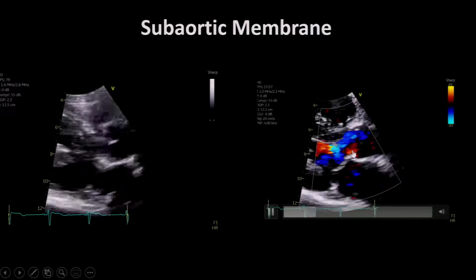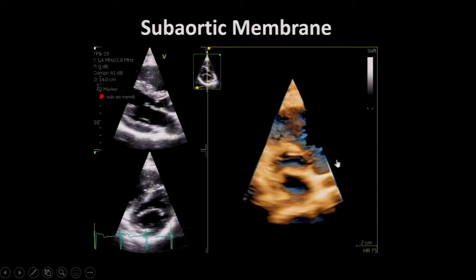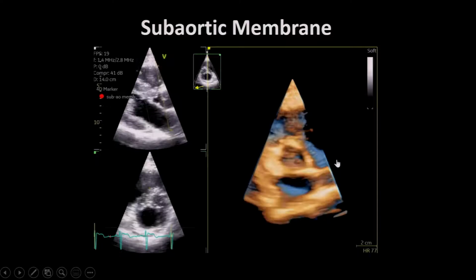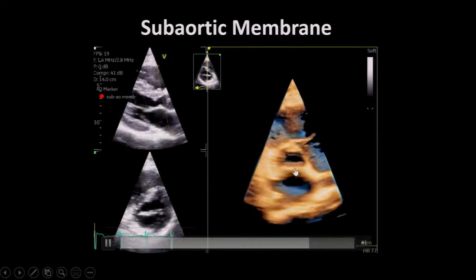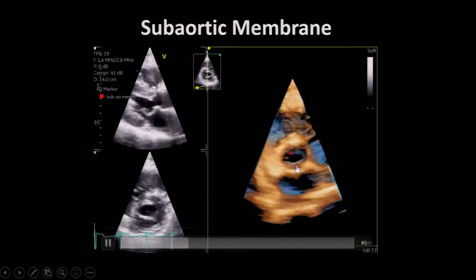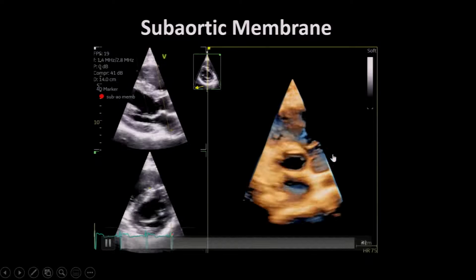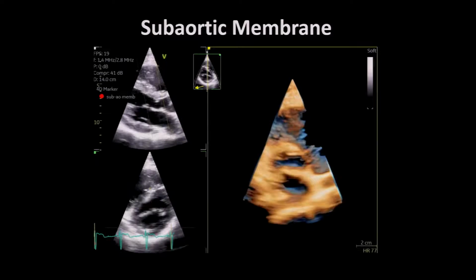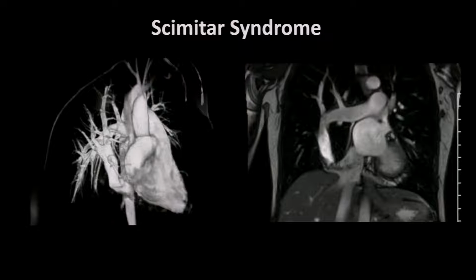Here with color, we can see flow acceleration at that level, and then again using 3D transthoracic echocardiography. This is a great picture. You see, we're looking right at where I showed you that membrane, and you can see this circumferential subaortic membrane right below the aortic valve. Can you all see it clearly? Yeah. So right here, circumferential. This patient is already very young too, with LVH, and underwent intervention.